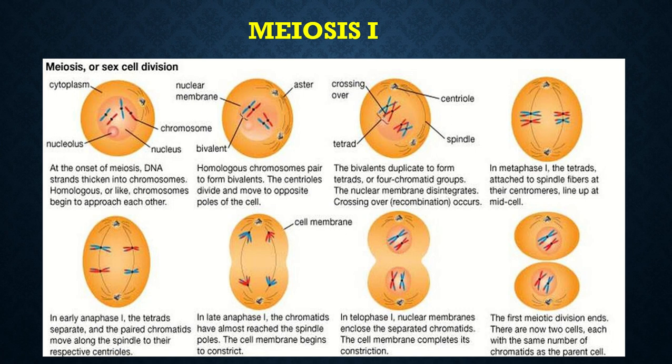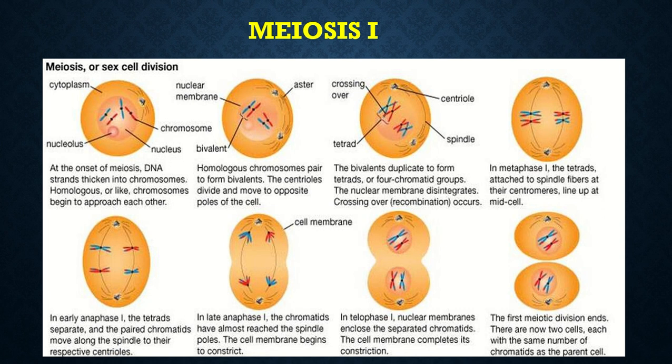The centrioles simultaneously divide and move towards the opposite poles of the cell. The bivalents duplicate to form tetrads or 4 chromatid groups. The nuclear membrane starts disintegrating, and finally way is made for crossing over to occur. In metaphase 1, the tetrads are attached to the spindle fibers at their centromeres, and they are aligned at the middle or the equatorial plane of the cell.